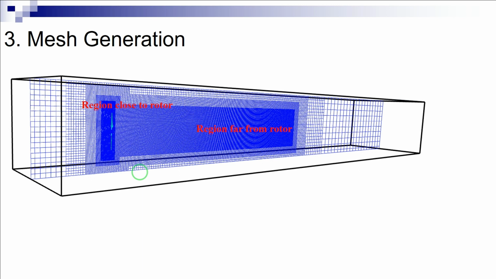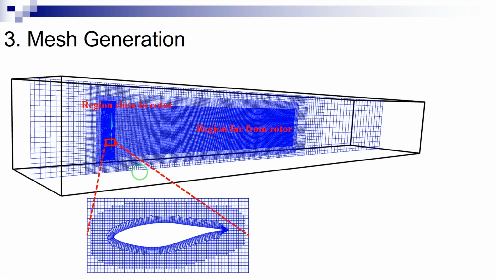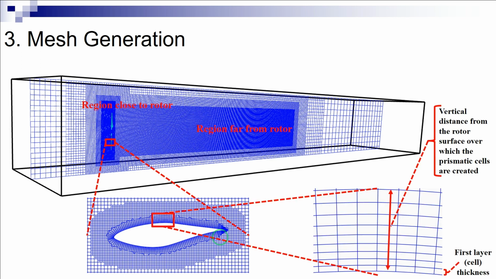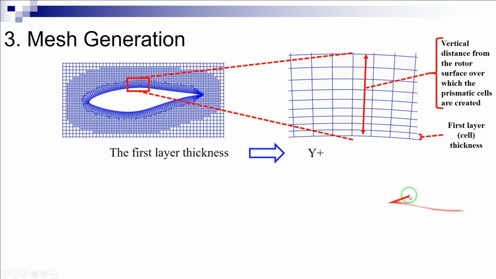of the obtained results. As shown here, in the region near the wind turbine rotor, a set of orthogonal prismatic cells or layers is used to capture the boundary layer near the surface of the blade. To generate this set of prismatic cells, the estimation of the following two parameters is required. First, layer cell thickness immediately next to the rotor surface, and vertical distance from the rotor surface over which the prismatic cells are created, as shown here in this figure. The first layer thickness depends on the target y plus value of the problem.